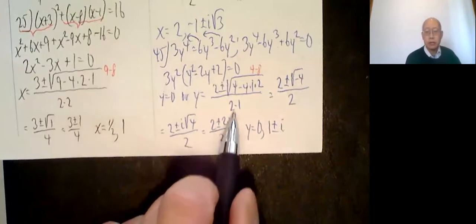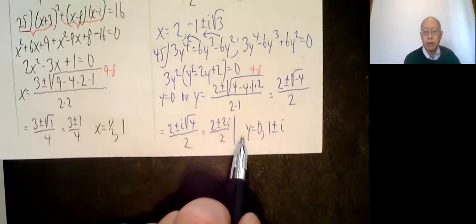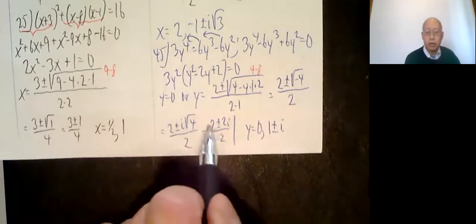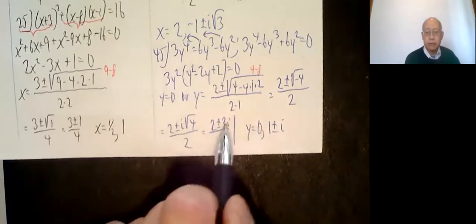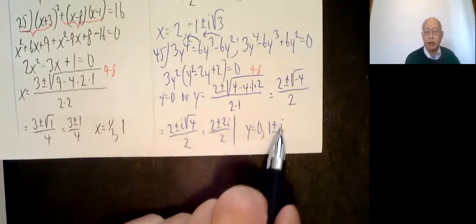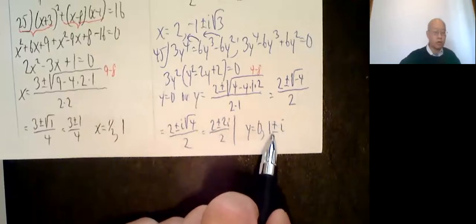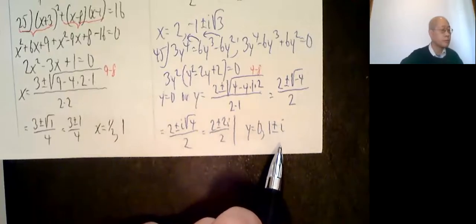All right, so draw this little separation bar. So y is equal to 0, or 2 divided by 2 is 1, plus or minus 2 divided by 2 is 1i, or i. So y equals 0, or 1 plus or minus i. All right, so this was section 7.2.